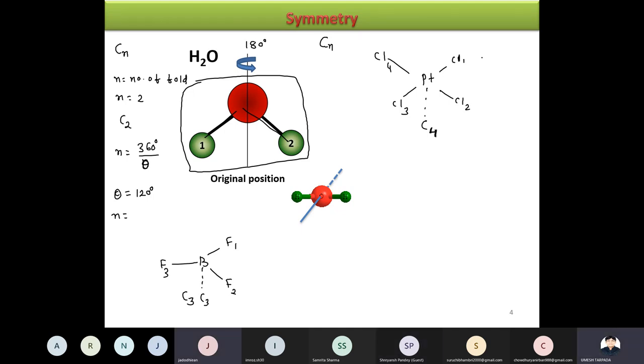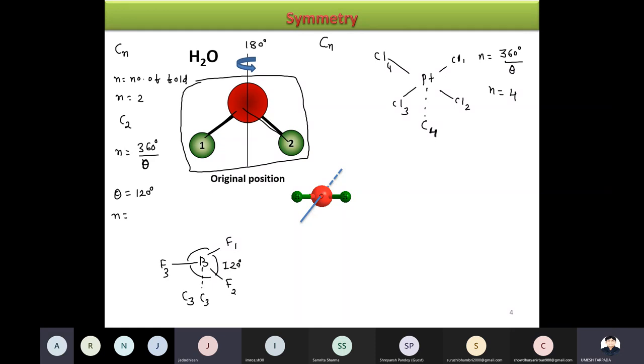90 degrees. Okay. So again, n you can calculate using this formula: 360 divided by the angle of rotation. That is the minimum angle of rotation required to shift an atom to its nearest similar atom. So it is 90 degrees. You put theta equal to 90, then n is equal to 4. Here, what is this theta? Theta is the angle of rotation.